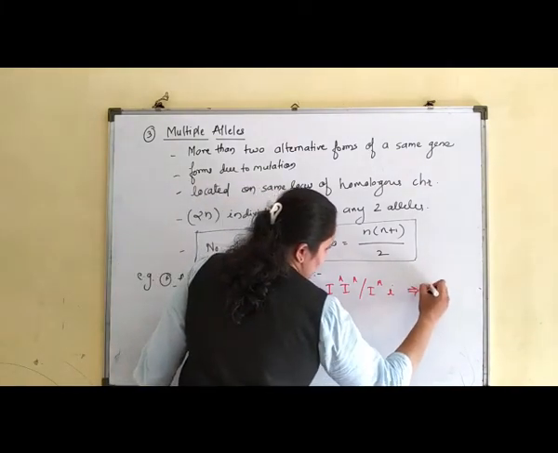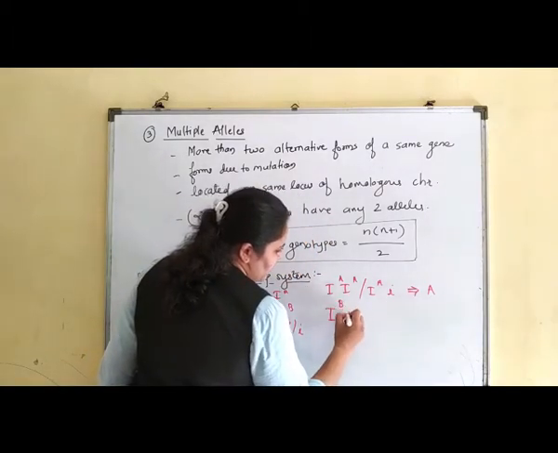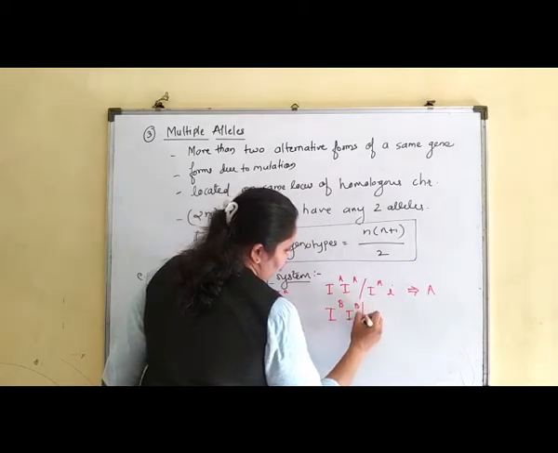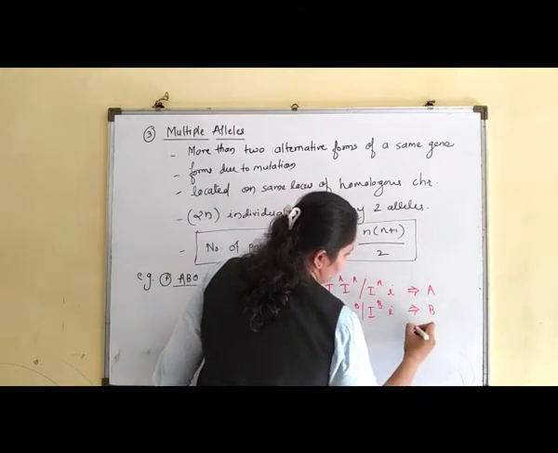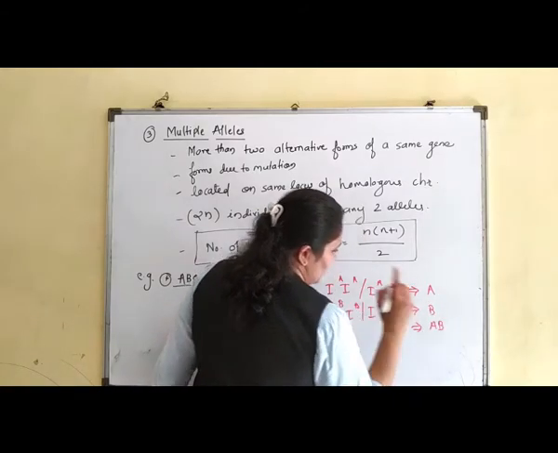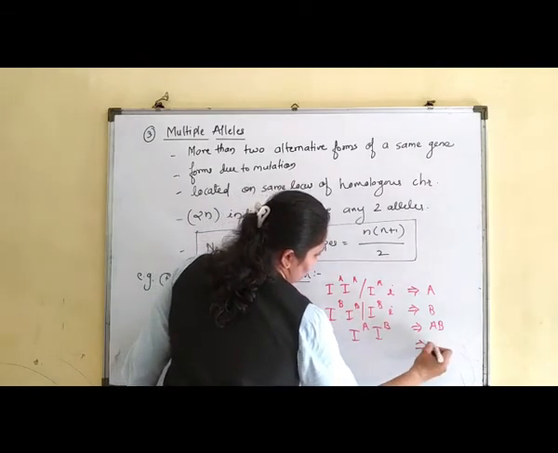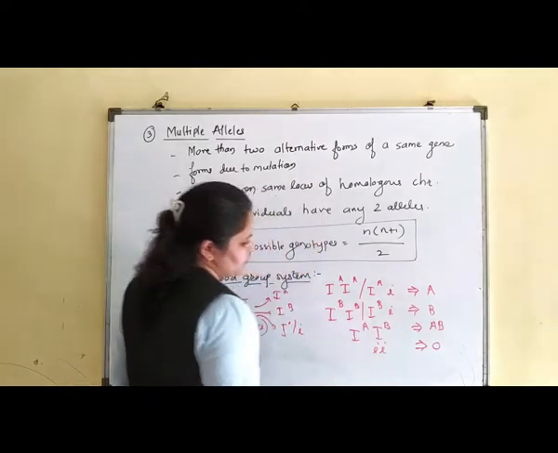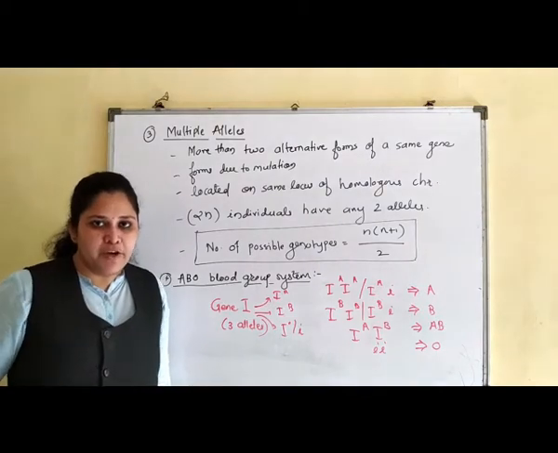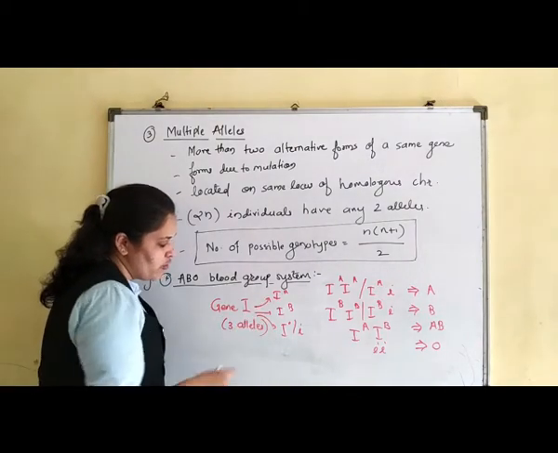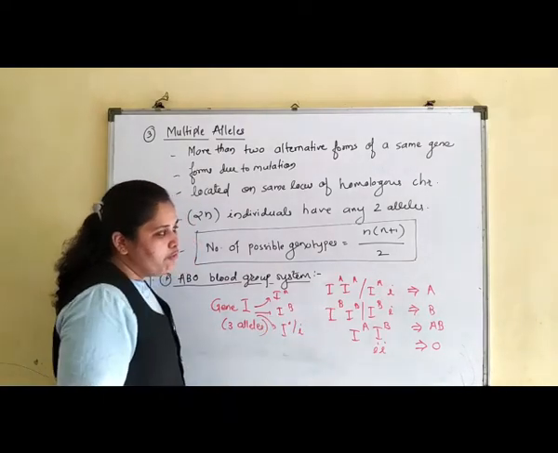This will give rise to blood group A. For blood group B, there are two possible genotypes, IB IB or IB and small i, which will give rise to B blood group. For AB blood group, only one genotype, that is IA and IB. In the same way, for blood group O, there is small i and small i. Fine. So in case of multiple allelism for blood group, where one gene has three alleles, 6 possible genotypes give rise to 4 phenotypes.